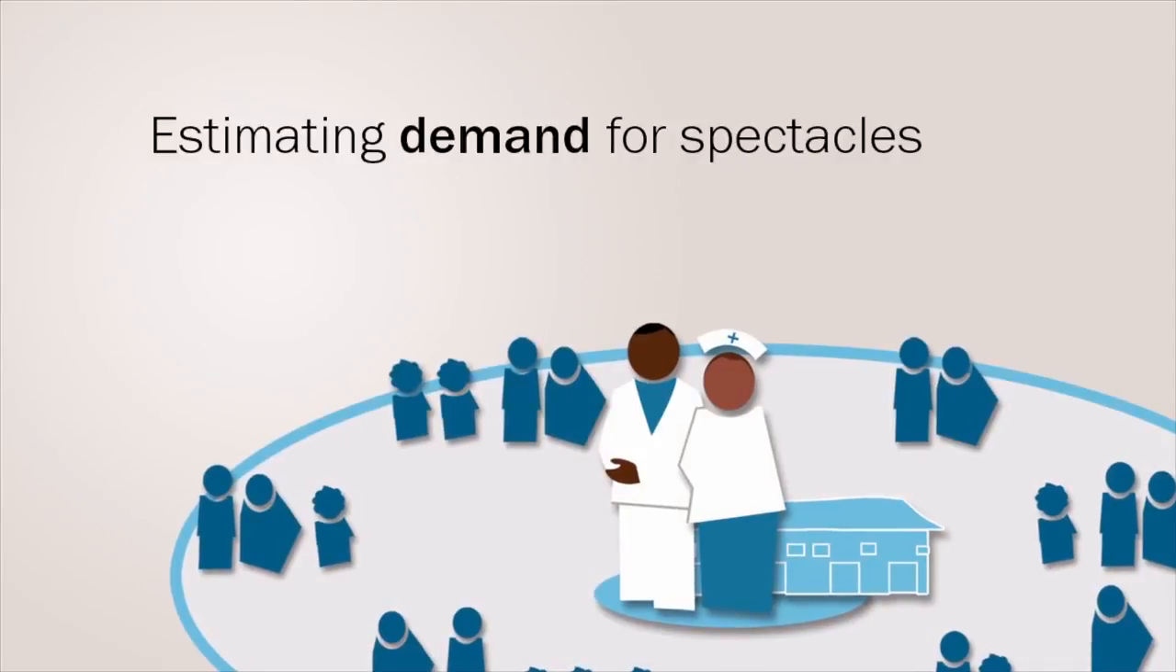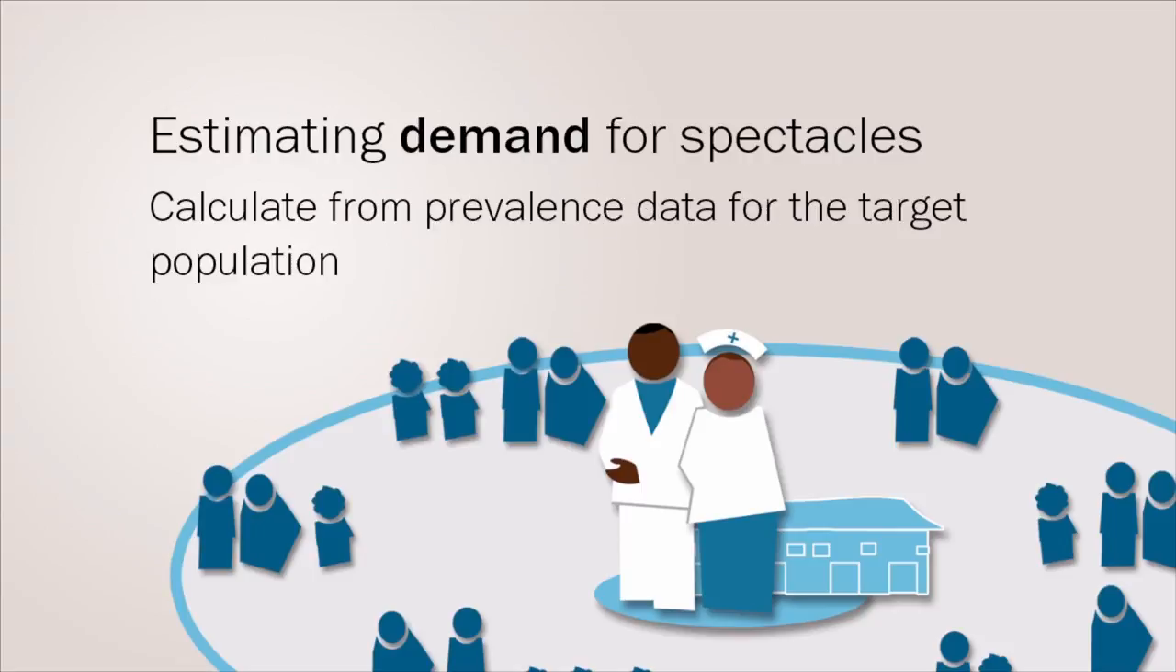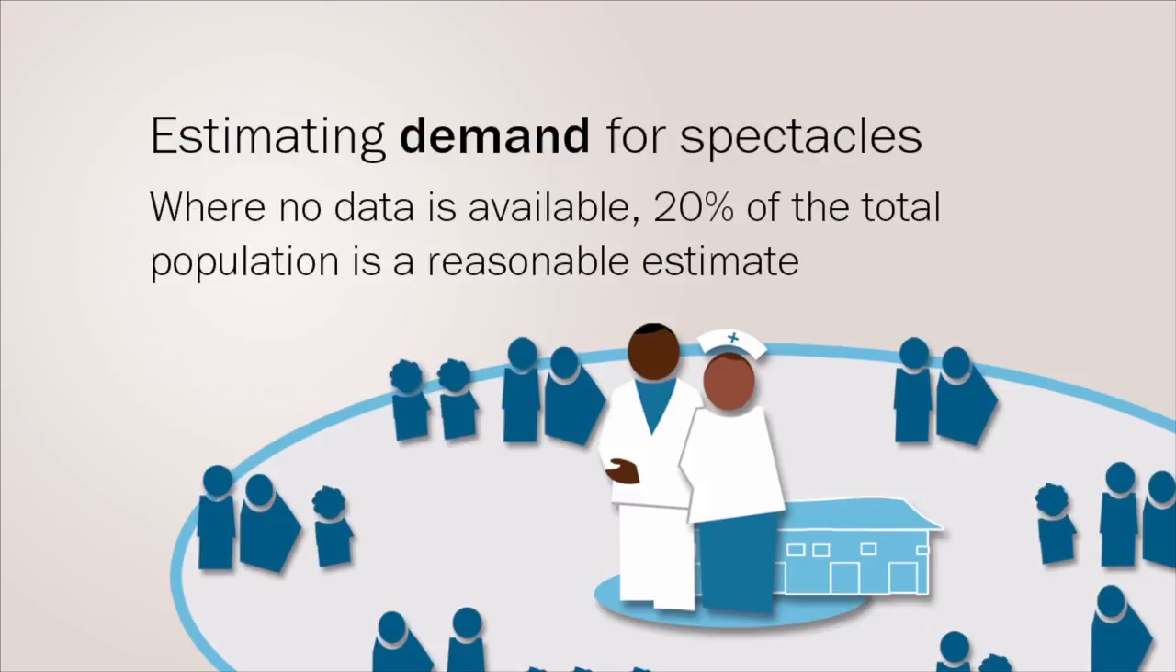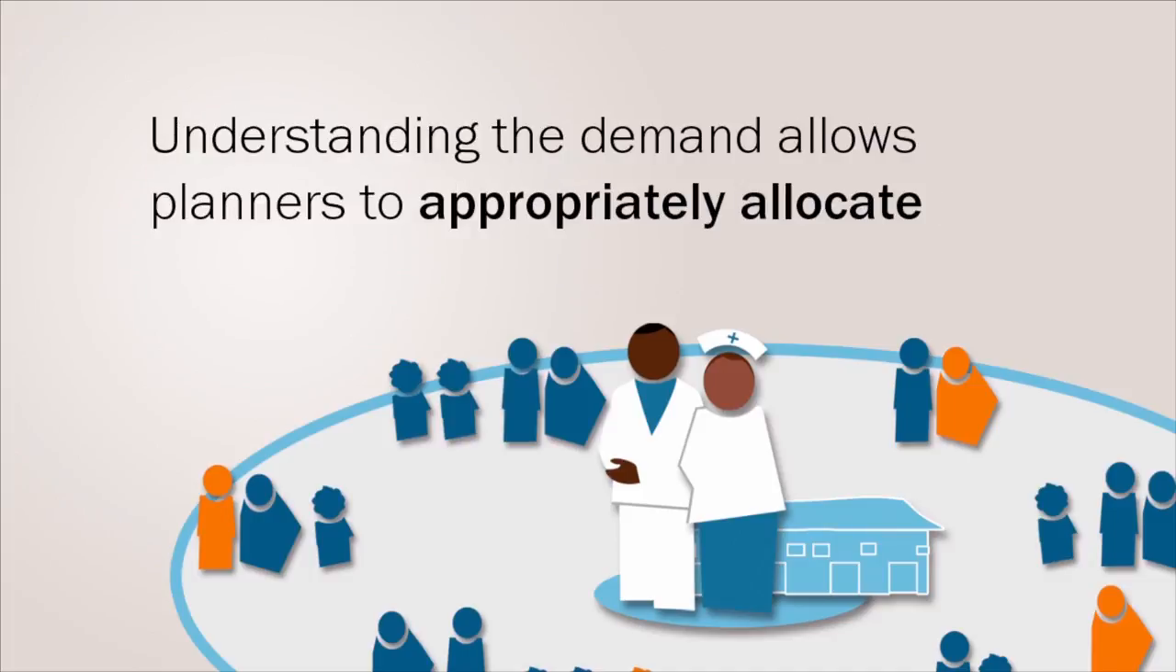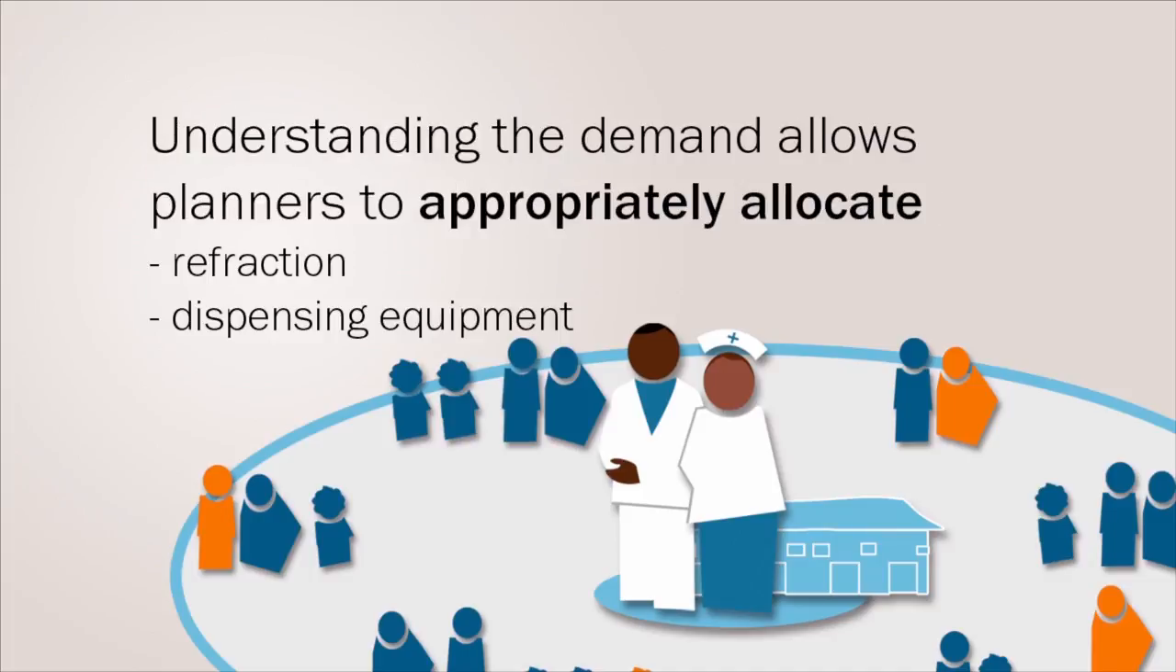Due to the lack of evidence, we have to use estimates to guide development of refractive error services. Estimating the demand for spectacles can be calculated from prevalence data for the target population, or from similar settings. Where no data is available, 20% of the total population is a reasonable estimate. Understanding the demand allows planners and managers to appropriately allocate refraction and dispensing equipment and spectacles, as well as numbers of trained personnel.